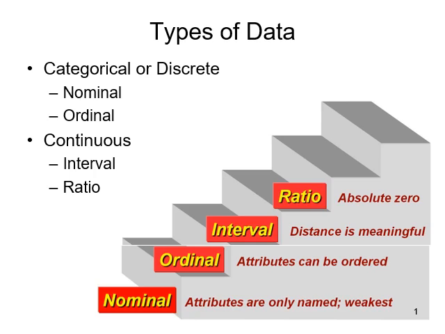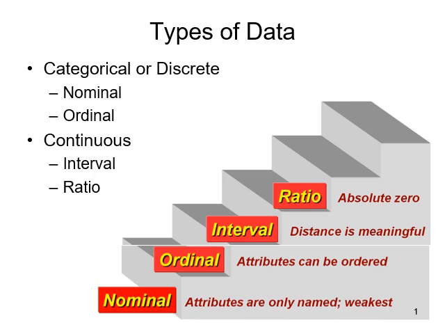And then we have ordinal. The attributes can now be ordered, and the ordering information does tell us that 2 is more than 1, 3 is more than 2, but the only thing they tell us is the order that they're in. The difference between 1 and 2 may be very small. The difference between 2 and 3 may be very large.